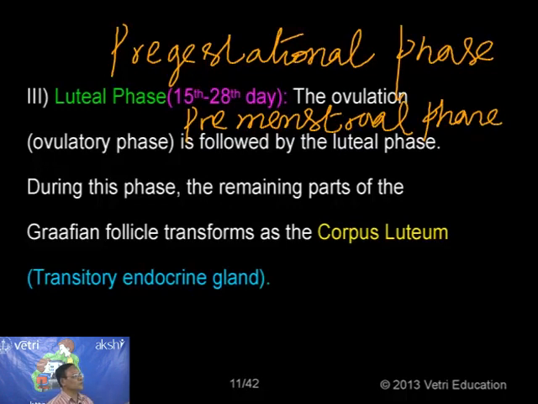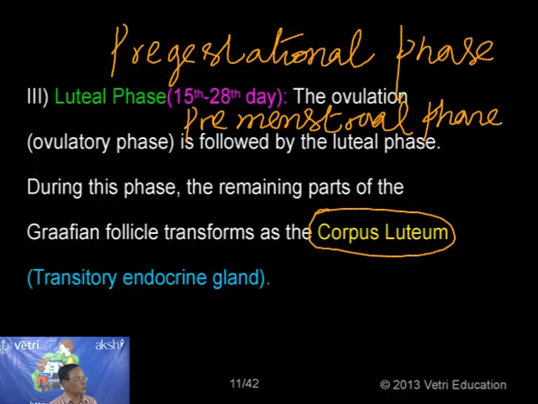Why is it called the luteal phase? Because during that period one structure is developed in the ovary, which we call the corpus luteum, the one responsible for maintaining the pregnancy period. It is a must for maintaining the pregnancy. If this one is absent, there is no pregnancy at all. We call this a transitory endocrine gland, because it's a temporary gland formed only during pregnancy. Other times it will disappear.